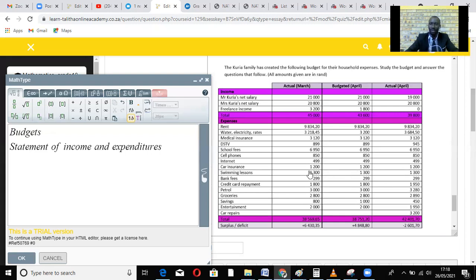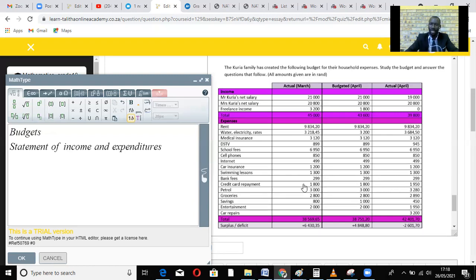For car insurance. The next thing is swimming lessons. Swimming lesson in March costed 1,300 rands. Then the budgeted one was 1,300. It did not change. 1,300 was spent by the end of April for what? For swimming lessons. The next fee was bank fees. Bank fees was 299 in March. Bank fees did not change. It was budgeted and it stayed the same.